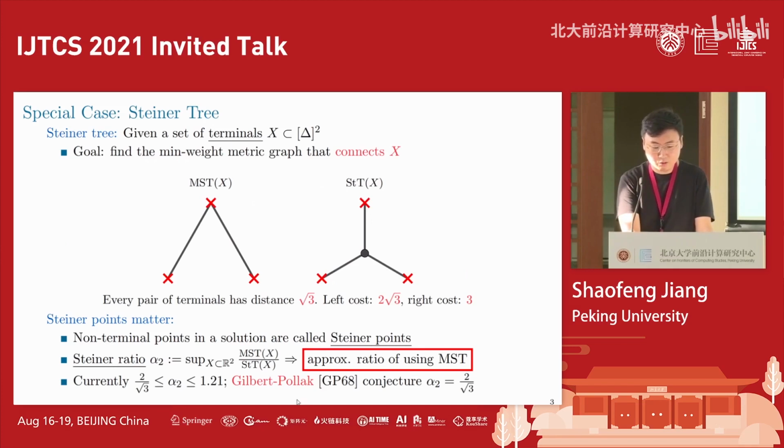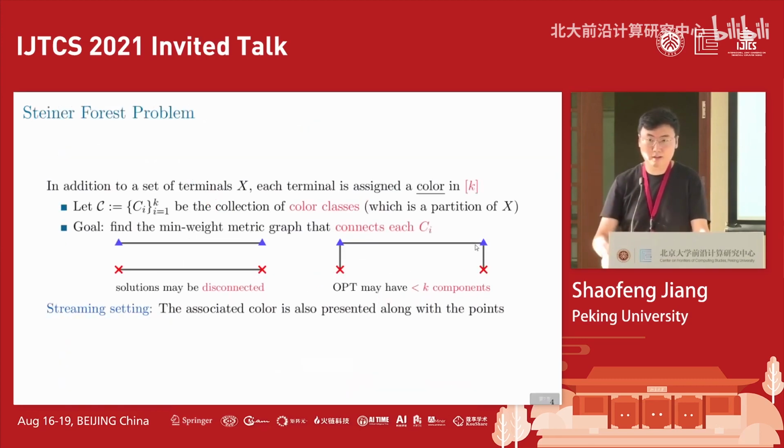So this is the so-called Gilbert-Pollak conjecture. Okay, so this is a standard tree. So what about the standard forest that we consider? In addition to a set of terminals X, each terminal is assigned a color from some predefined integer k, so it could take color 1 to k.